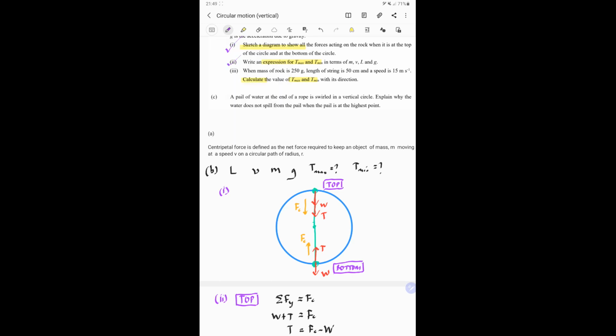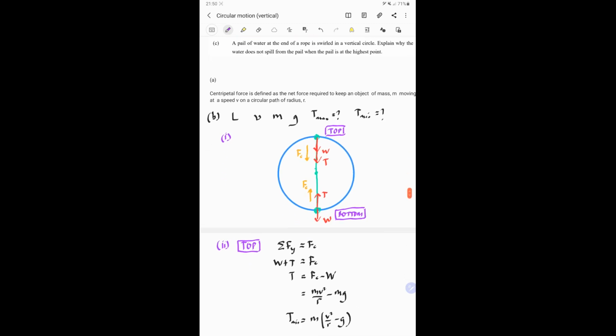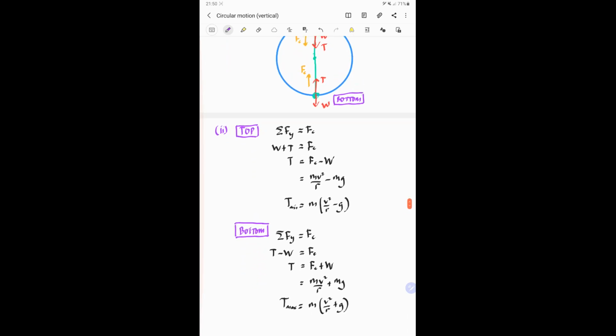Alright, next. The mass of the rock is given now, also the length and the speed, and they ask you to calculate the value of T max and T min. By using the equations we got before, we just calculate the answer. See, they are related to each other. So if you get the equation wrong, of course the answer for B3 is also wrong, because B2 and B3 are related to each other.